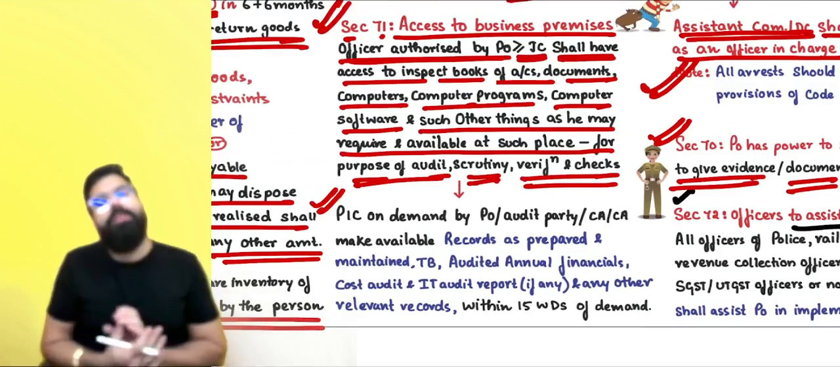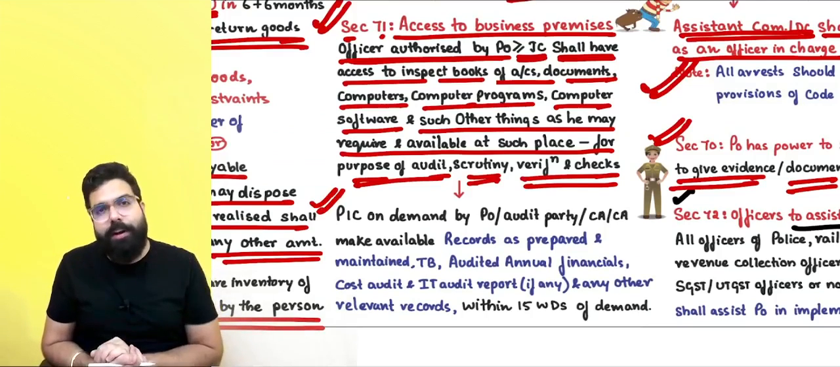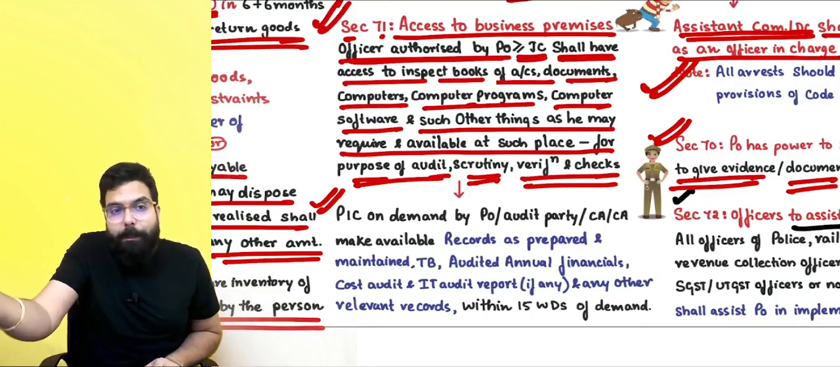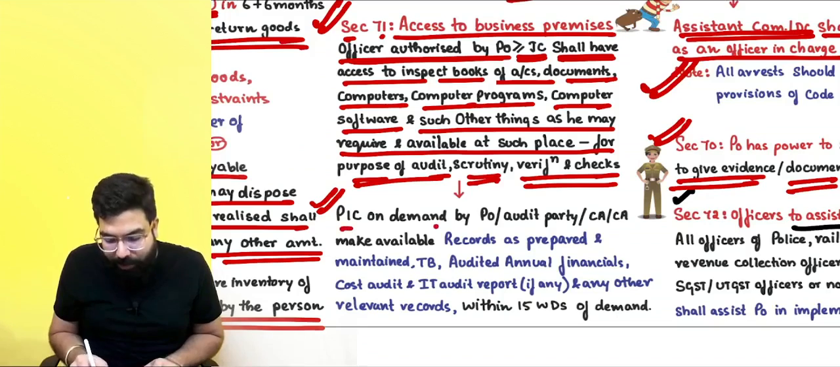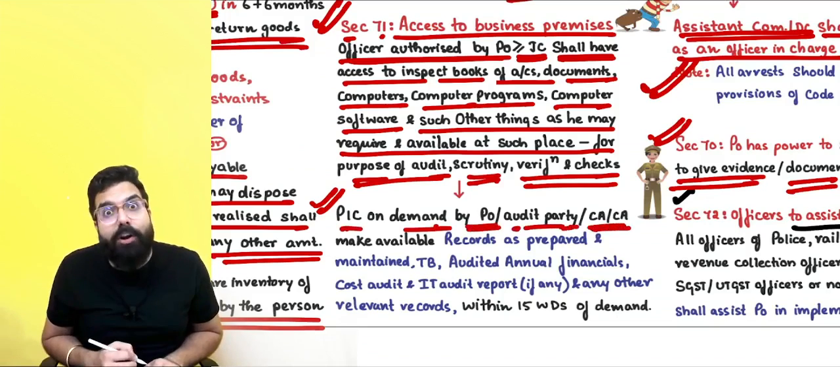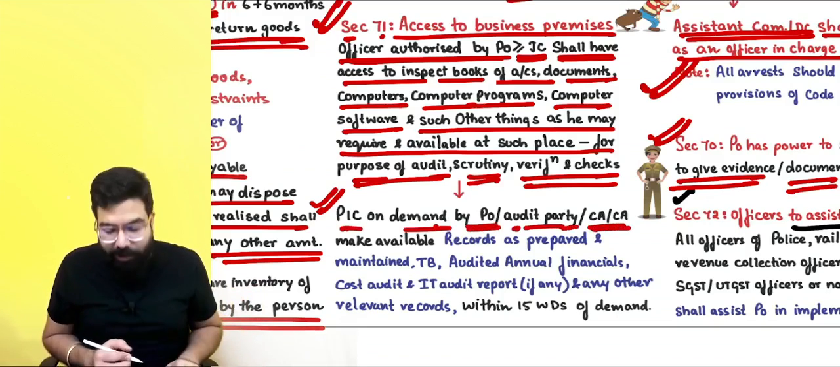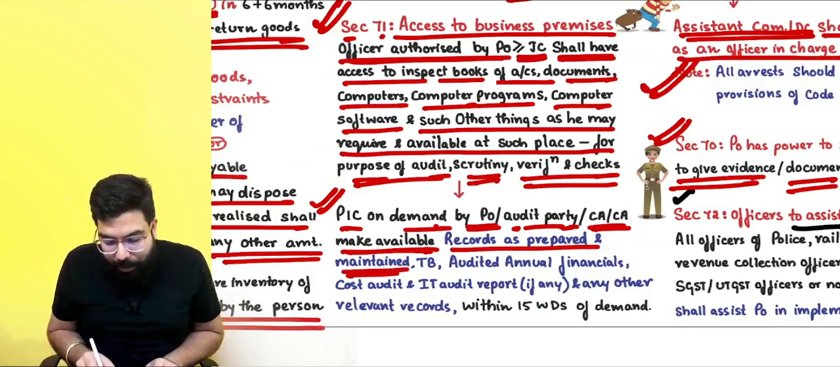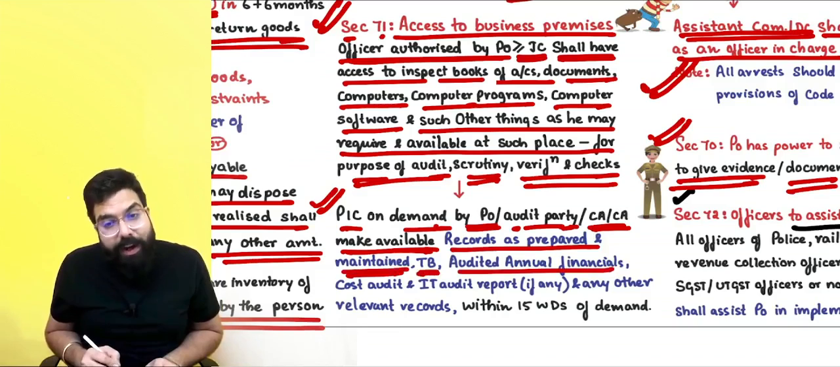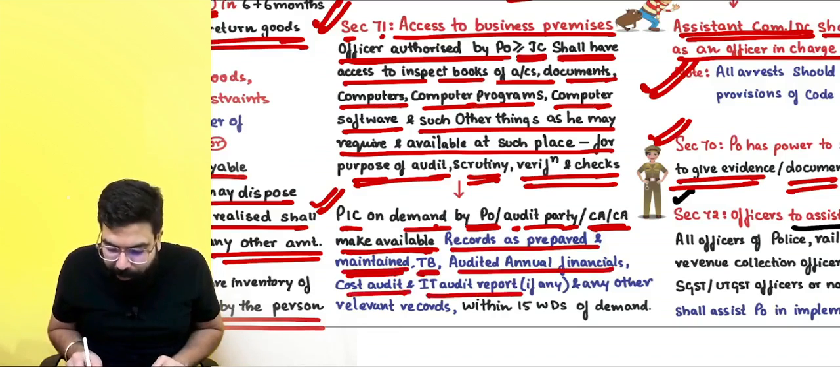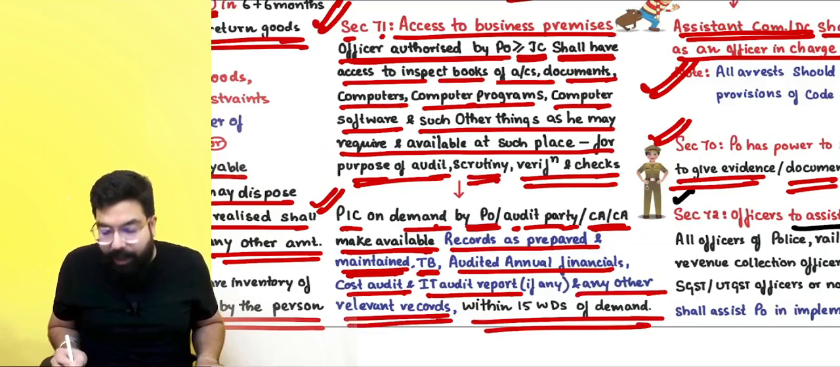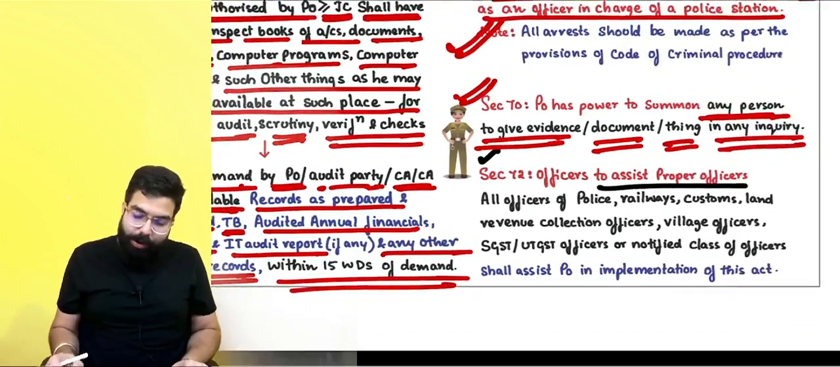Also, for example, if an audit is happening at your place of business and there is a demand made by the person doing the audit, the person in charge, on demand by the proper officer or the audit party or the chartered accountant or the cost accountant doing the special audit, may make available records as prepared and maintained: trial balance, audited annual financials, cost audit report, income tax audit report, if any, and any other relevant record, within 15 working days. Okay, sir, point is clear.